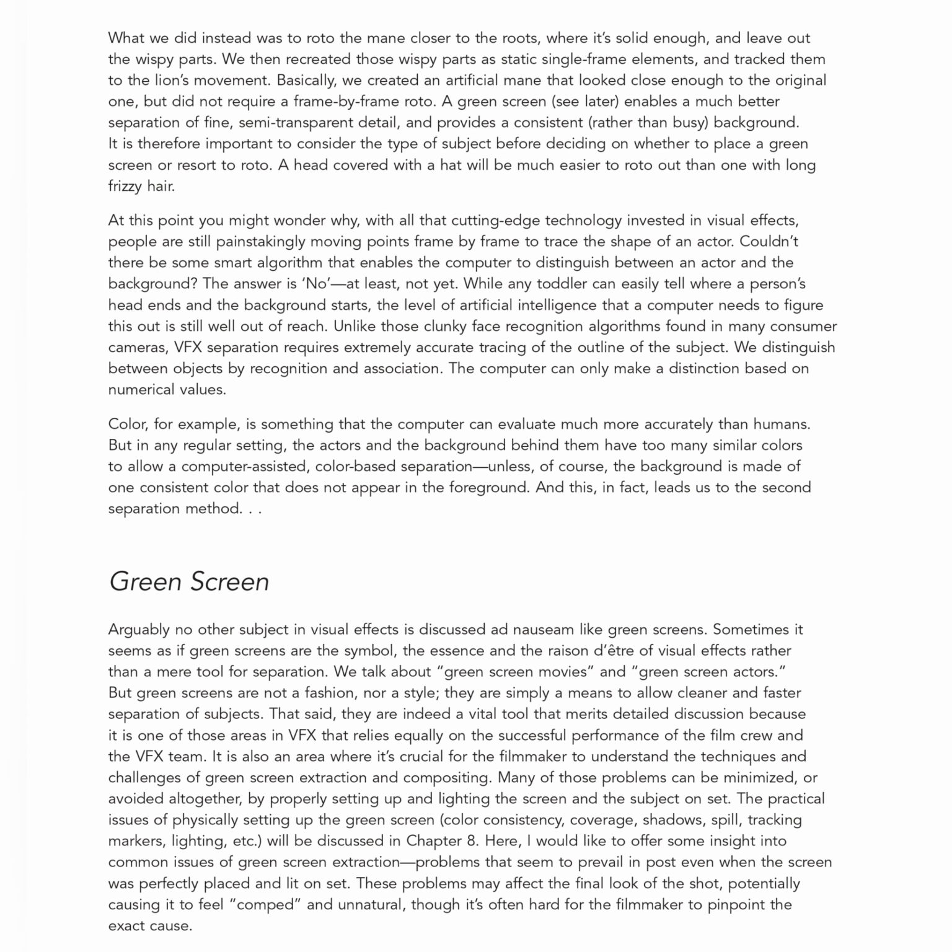Color, for example, is something that the computer can evaluate much more accurately than humans. But in any regular setting, the actors and the background behind them have too many similar colors to allow a computer-assisted, color-based separation, unless, of course, the background is made of one consistent color that does not appear in the foreground. And this, in fact, leads us to the second separation method.